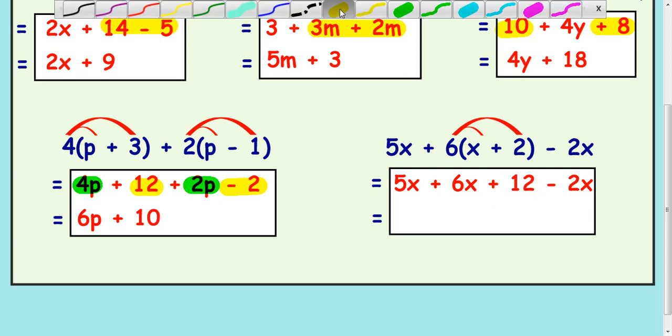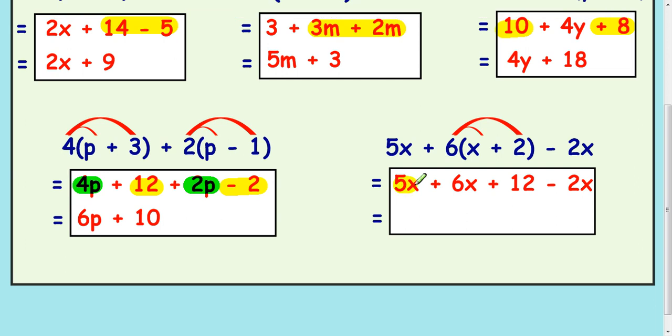You can then collect up your like terms. So we've got 5x plus 6x, that's 11x. And then you've got a take away 2x. So 11x take away 2x is 9x. 9x's, and then you've just got your plus 12.